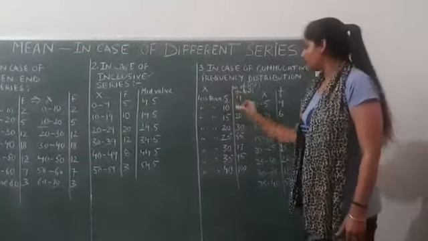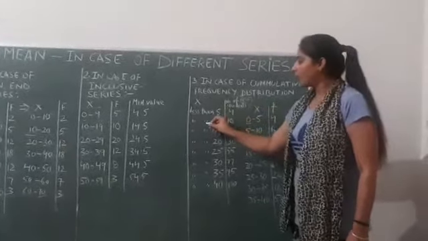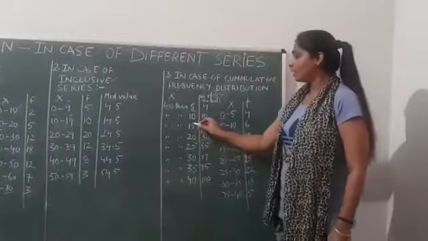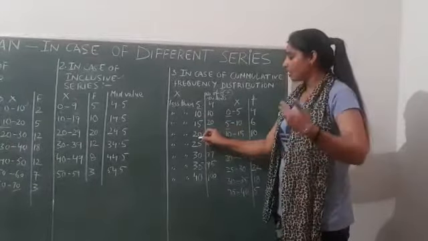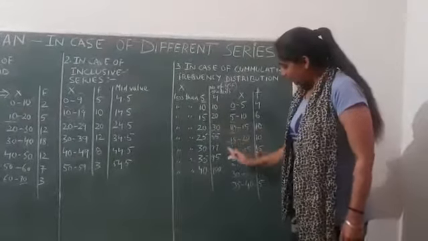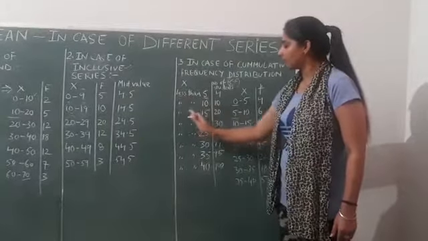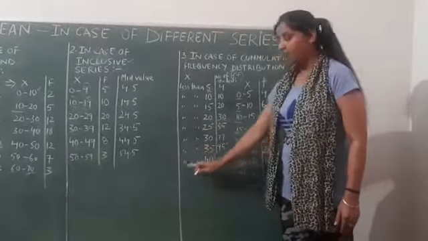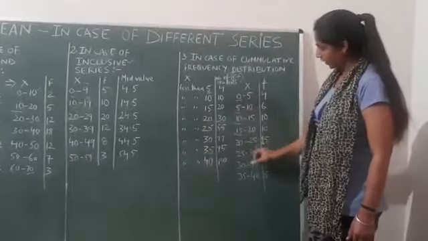So 5 minus 5, this will be 0 to 5. The next number should be 5 less than 10, right? It will be 5. The next number should be 5 less than 15. It is 10. The next number should be 5 less than 20, so it will be 15. So we create these intervals by taking the 5 interval: 5 minus 5, 10 minus 5, 15 minus 5, 20 minus 5, 25 minus 5, 30 minus 5, 35 minus 5 and 40 minus 5. So we have created a series 0 to 5, 5 to 10, 10 to 15 and so on.